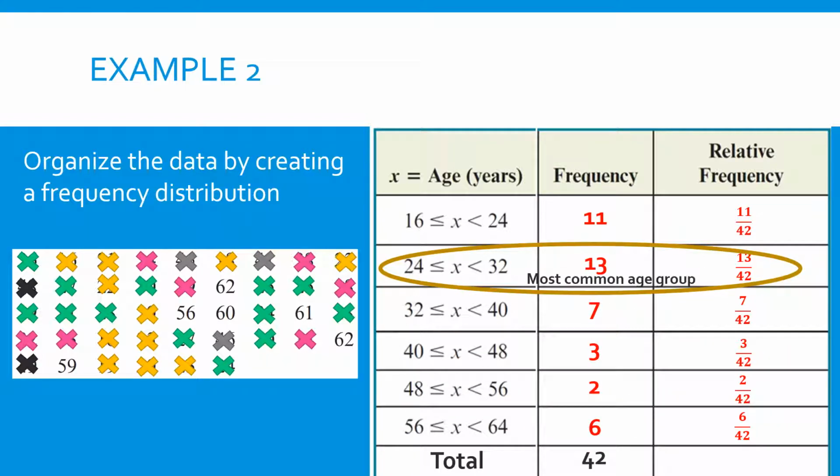And like I said before, one way that you can check your answer for the relative frequency is that entire column should add to 1.